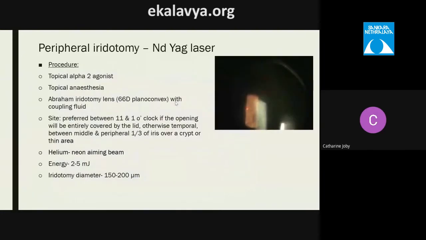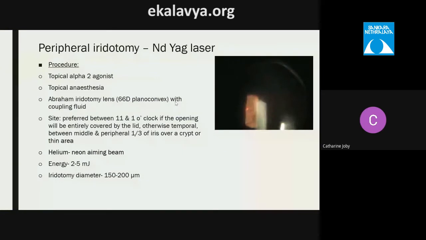A few words about peripheral iridotomy using Nd:YAG laser. The procedure is done under topical anesthesia with a topical alpha-2 agonist. Abraham iridotomy lens, which is a 66 diopter planoconvex lens, is used with coupling fluid. The most preferred site is between 11 o'clock and 1 o'clock position if the opening will be entirely covered by the lid, otherwise temporally, between the middle one-third and peripheral one-third of the iris, over a large crypt or thin area.